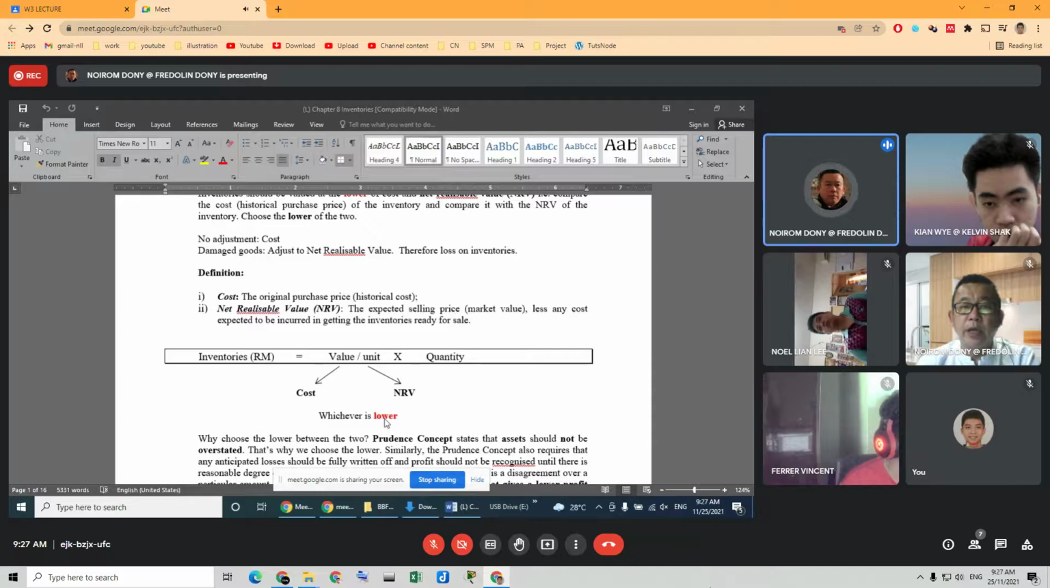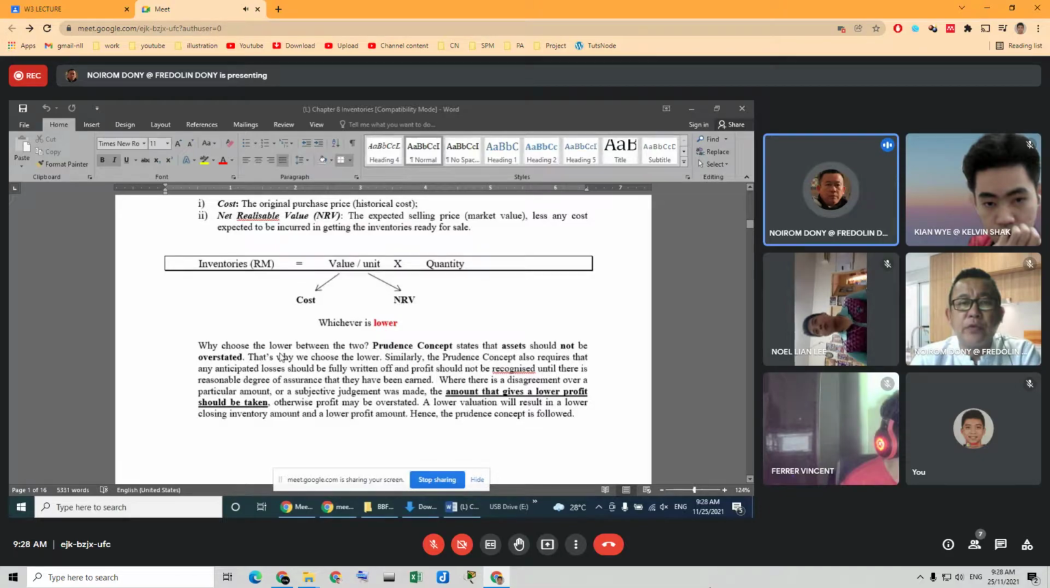Okay, whichever is lower, then you multiply by the quantity. The value per unit is selected. If it's NRV, then it will be NRV value per unit times quantity. If the cost is lower, then cost per unit times quantity.